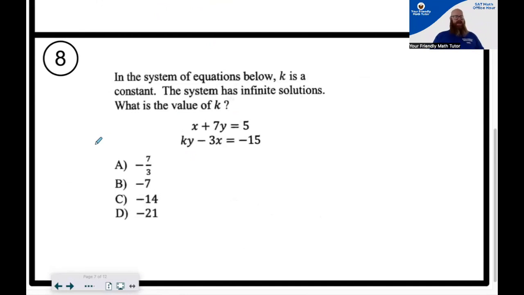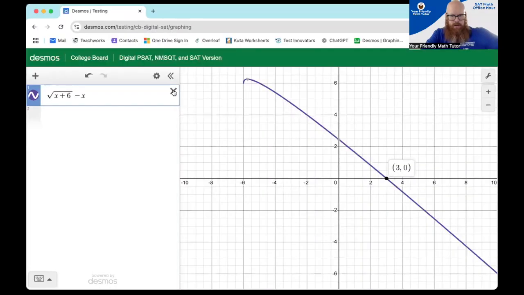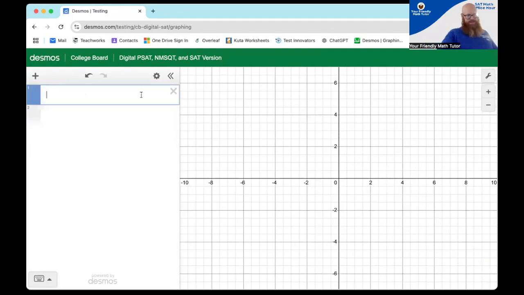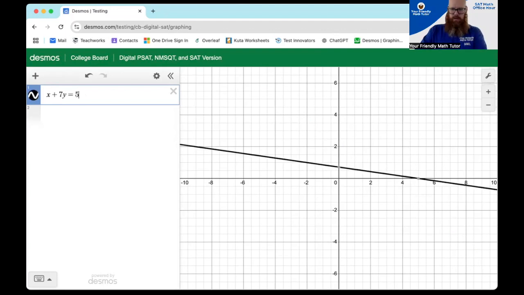Now, here is one that, again, we could do this a different way, but the point of this office hour and this video is to really use the power of Desmos. All right. So this system has infinite solutions. So here's what I'm going to do. I'm just going to go to Desmos and type this in as is. So x plus 7y equals 5. And then in the other one, I'm going to put ky minus 3x equals negative 15.